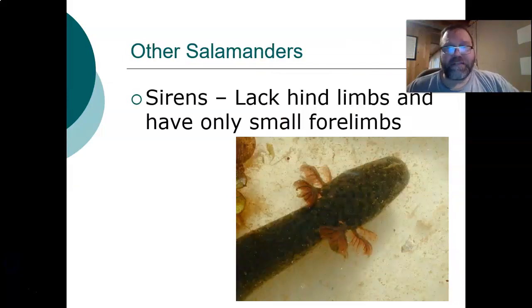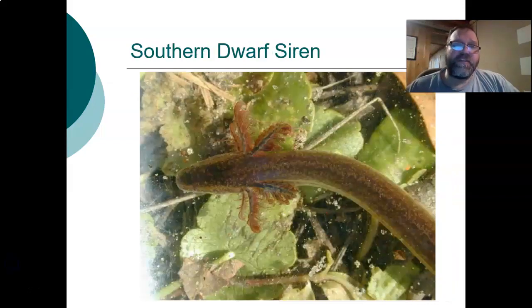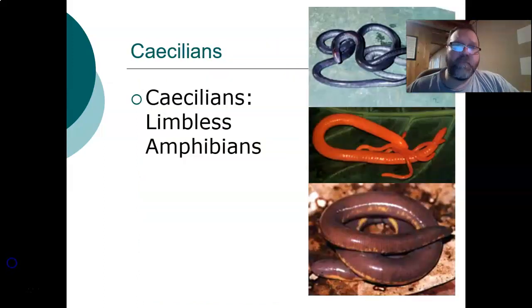Other salamanders, like sirens, are ones that lack hind limbs and have only front forelimbs. Fore meaning like forward, not four like the number. Forelimbs. The southern dwarf siren.